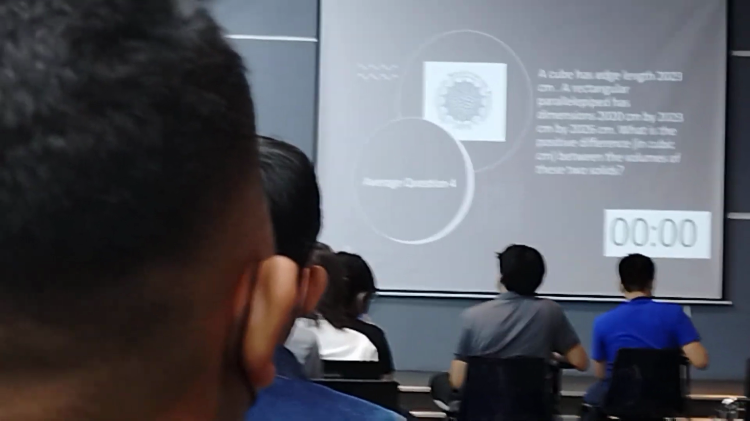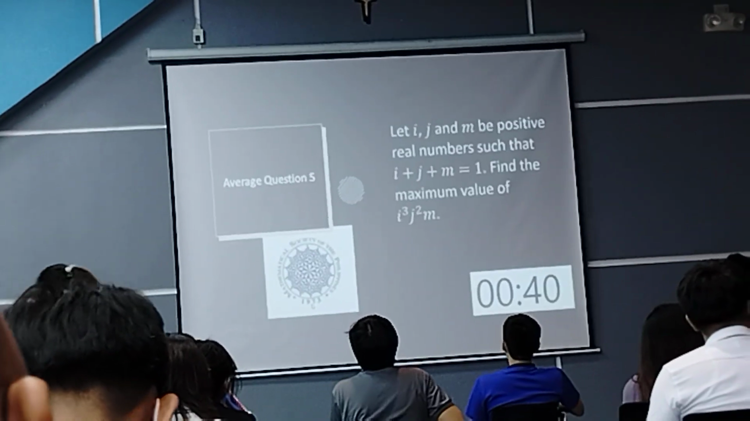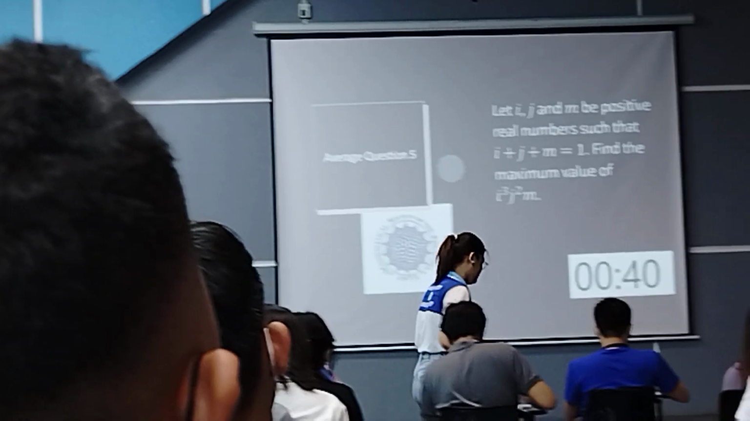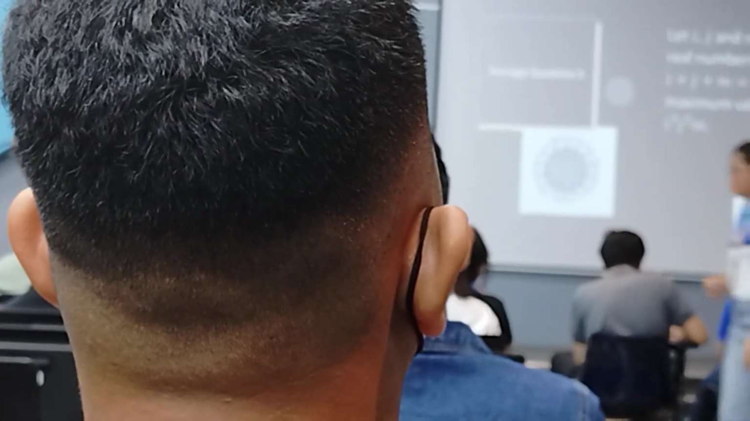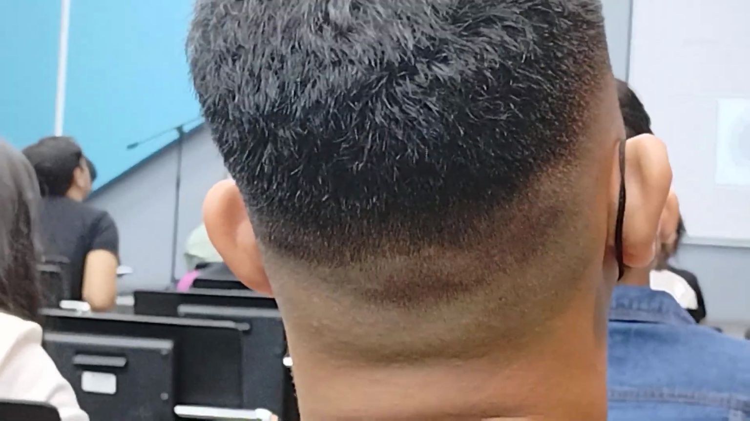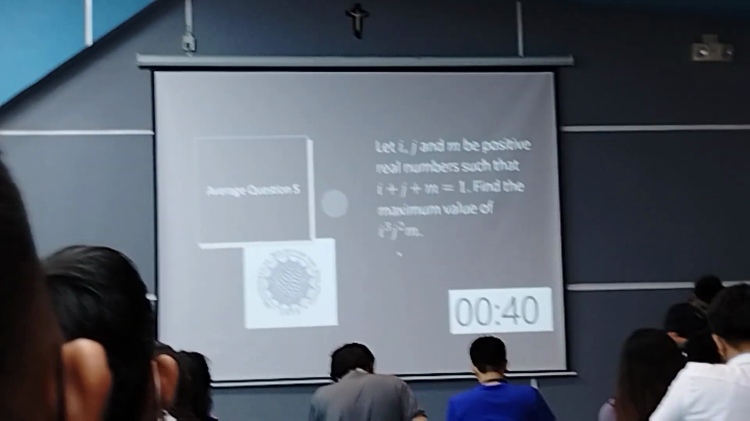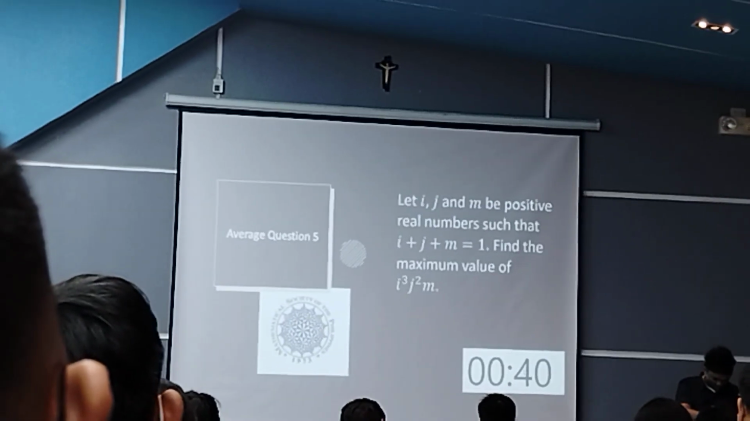We'll finish with question number 5. Let I, J, and M be positive real numbers such that I plus J plus M equals 1. Find the maximum value of I cubed, J squared, M. I'll repeat. Let I, J, and M be positive real numbers such that I plus J plus M equals 1. Find the maximum value of I cubed, J squared, M. Go.